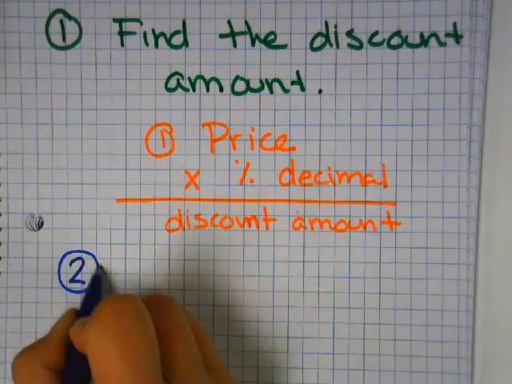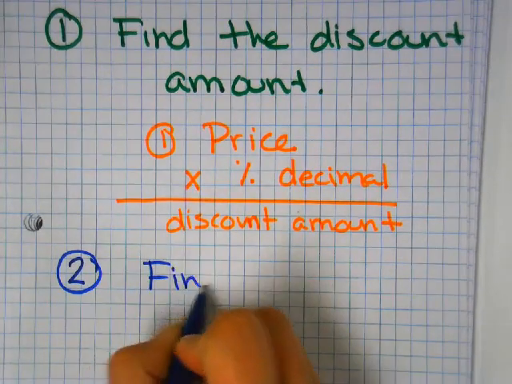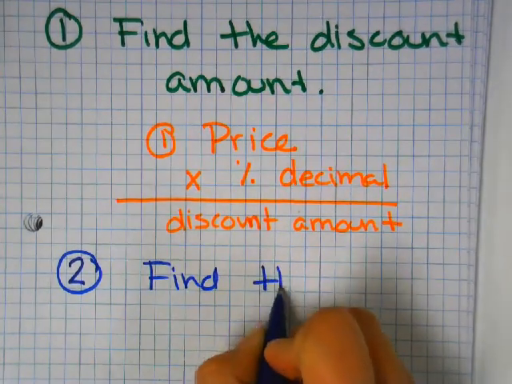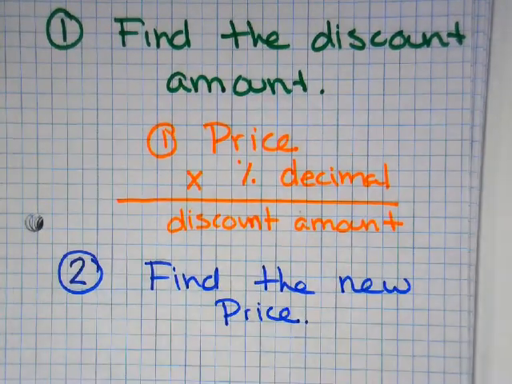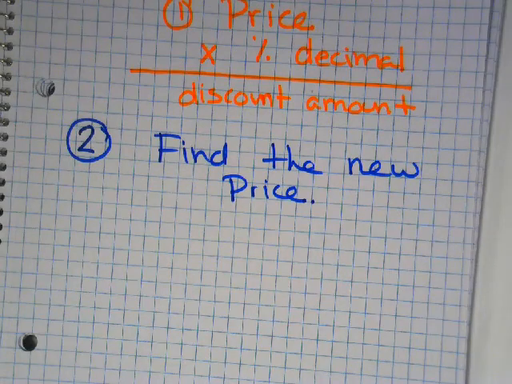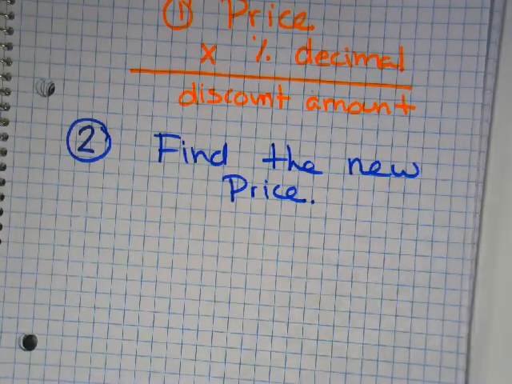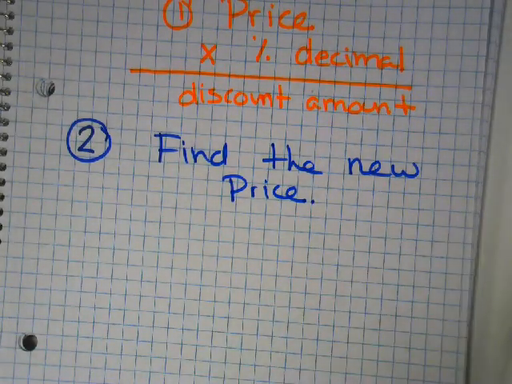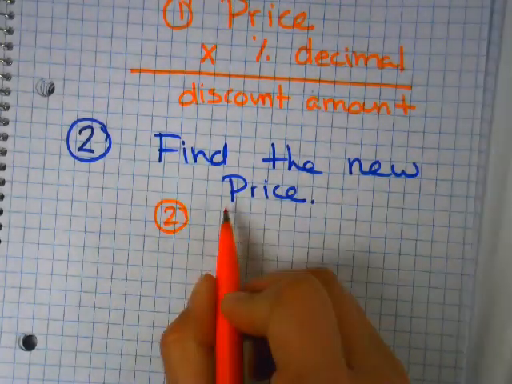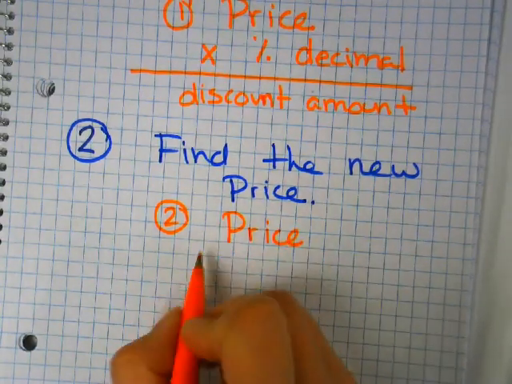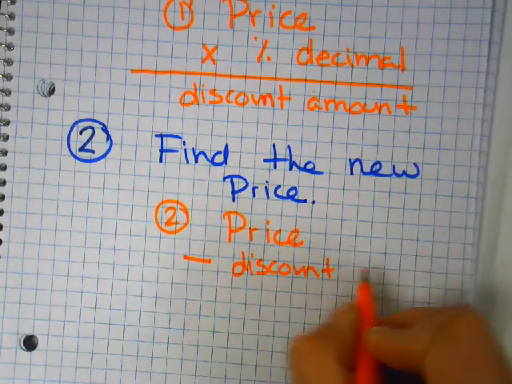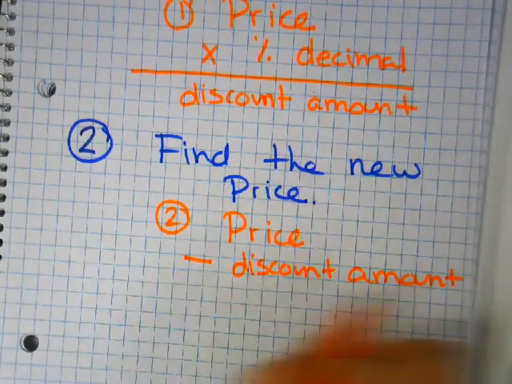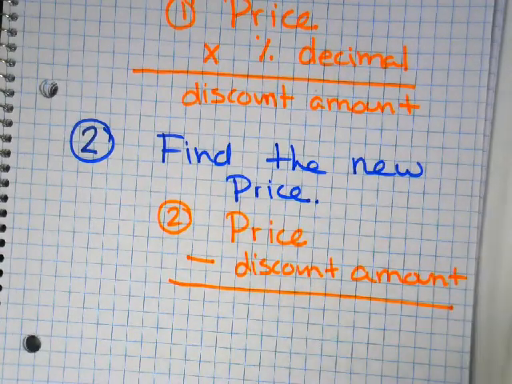So step number 2 is you're going to find the new price. So if the shoes cost $100 and they're on sale, and I'm going to save $20, what's my new price? 80, right? How do I solve for it? Number 2 is you're going to take the price again, and you're going to subtract your discount amount. So if it's $20, you're going to subtract $20. This will give you your new price.